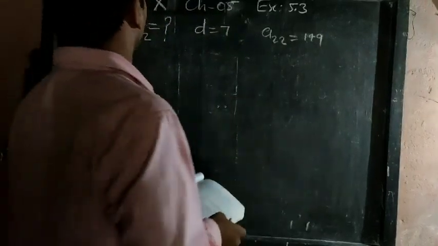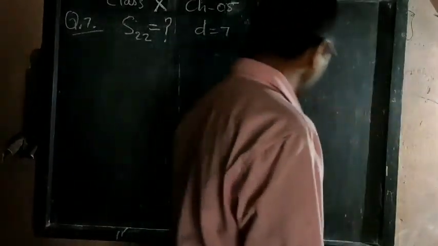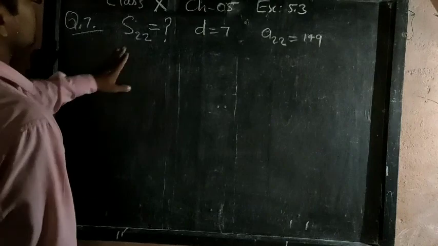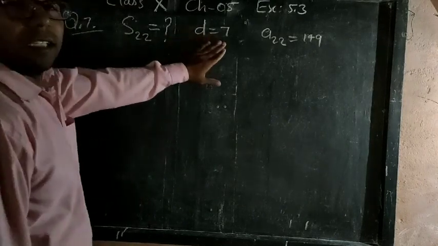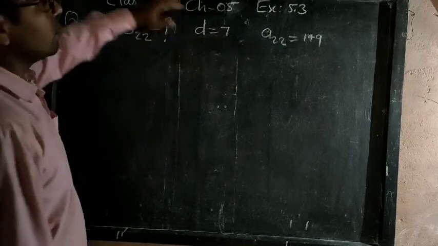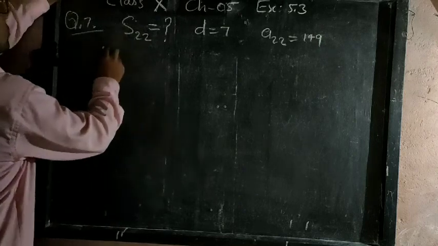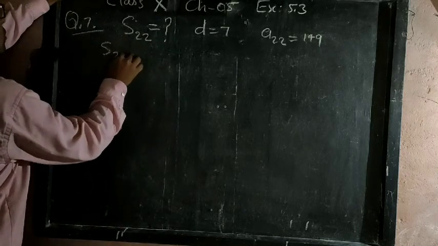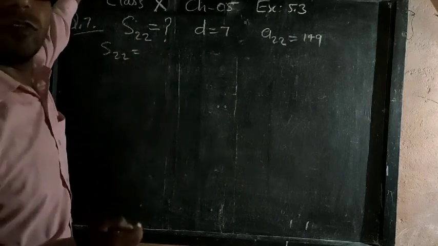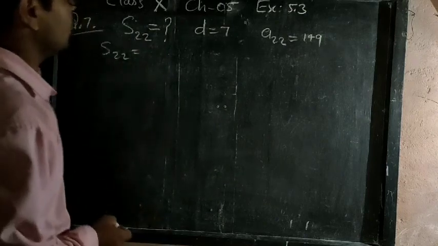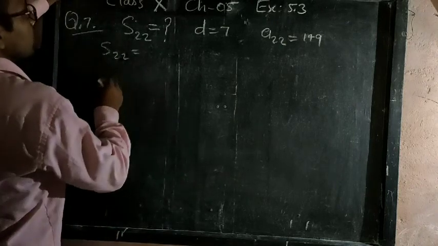So now we have to find S22. Students, let's see how we can solve this question. Since n = 22 is given, d is given and a22 is given, first we will expand S22. S22 is equal to the formula n by 2 into (2a plus (n minus 1) into d). Use this one.